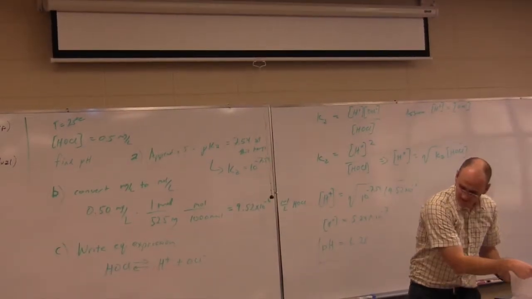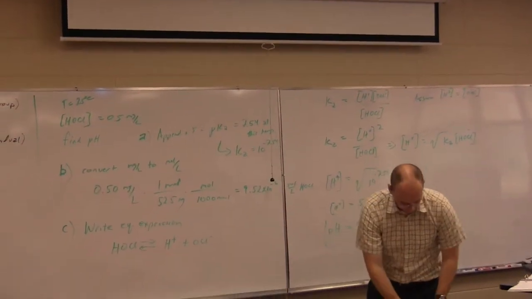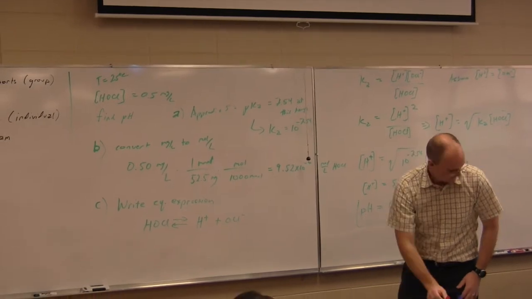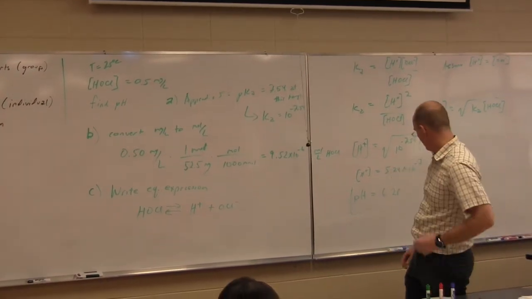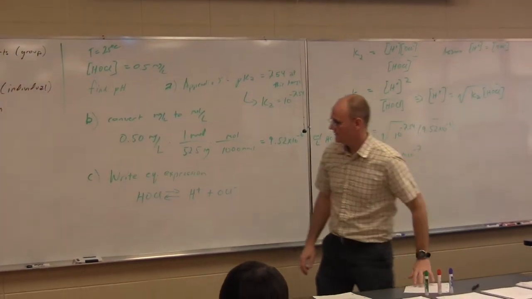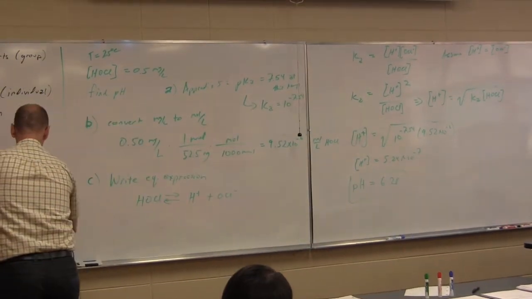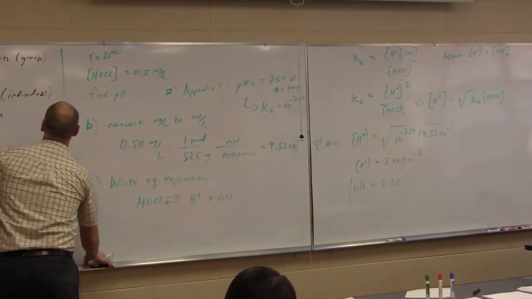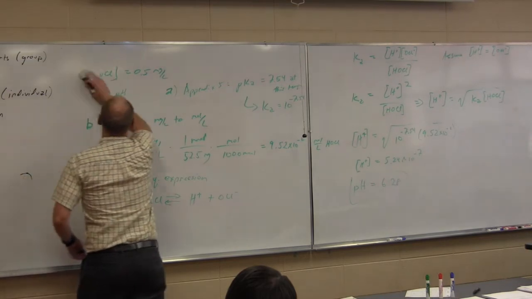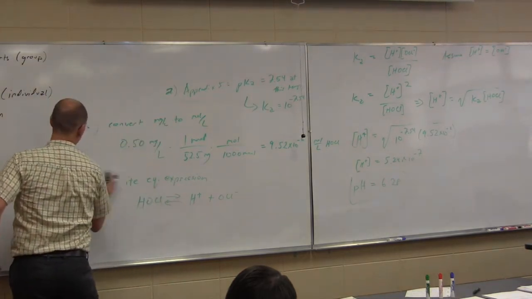So estimate the percent available chlorine here. Don't I have my black pen? Did I use my black? There it is, right there. All right, percent available chlorine.